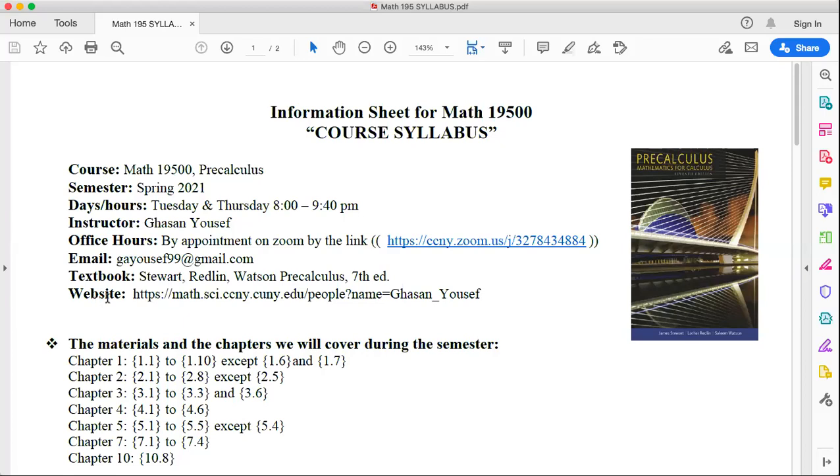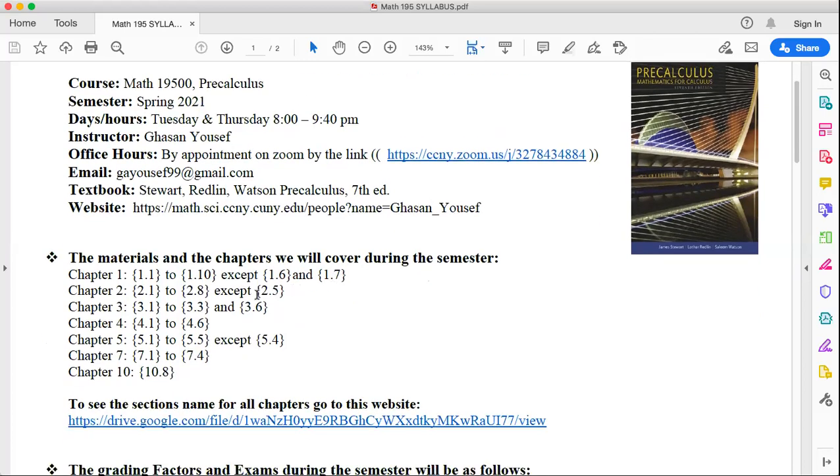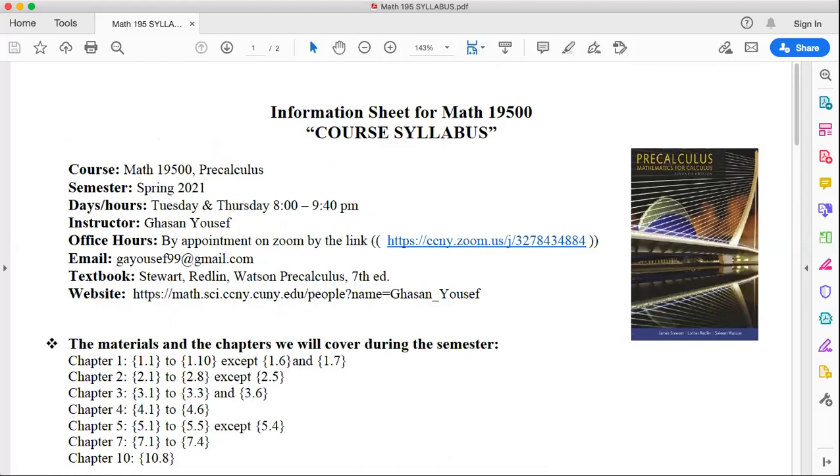The textbook we'll use this semester is Precalculus, 7th edition, by the author Stewart, okay? And the website, you can see me on math.science.cuni.ccny.cuni. You can see any posting like the syllabus there, but I'm going to use Blackboard for any arrangement during this semester. The textbook hardcover has this picture, the hardcover for the book.